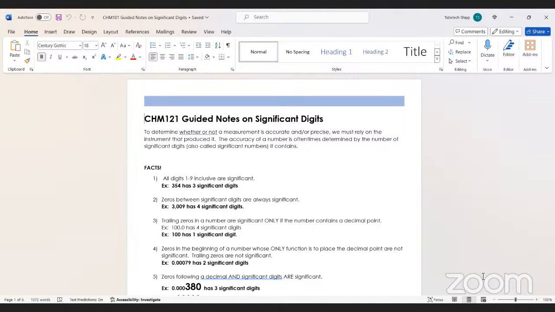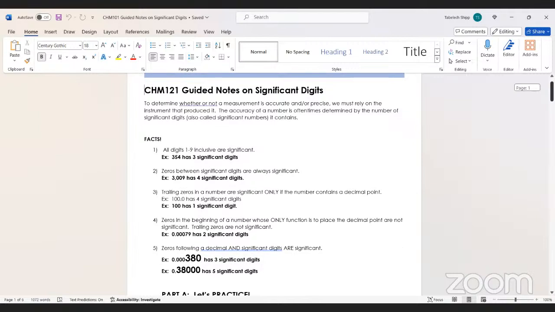What I have on the board are some examples, or this lesson is going to deal with significant digits, okay? Significant digits, and these are the notes that I typically give to my students. So as you can see here, significant digits determines whether or not a measurement is accurate or precise, and we must rely upon the instrument that produced it. So in other words, if we're weighing things on a scale, we're going to use that number, but sometimes the numbers aren't always clear. As a matter of fact, let me go and demonstrate this as an example.